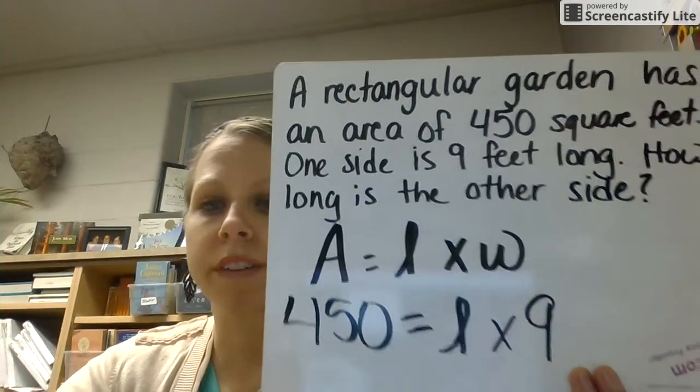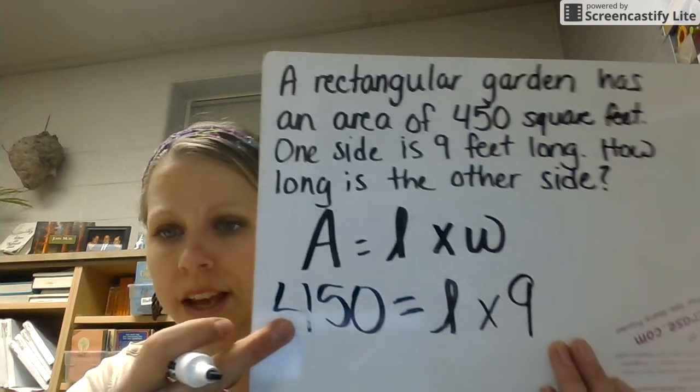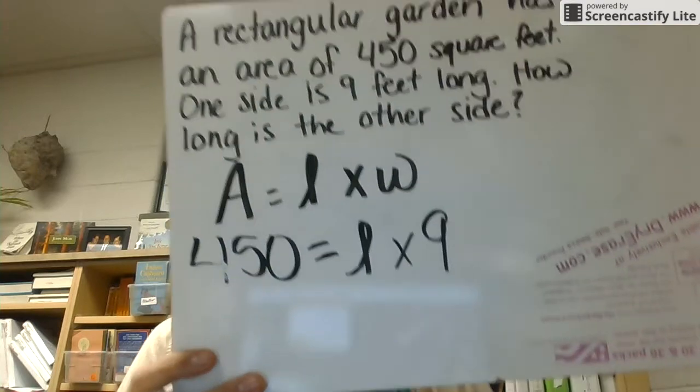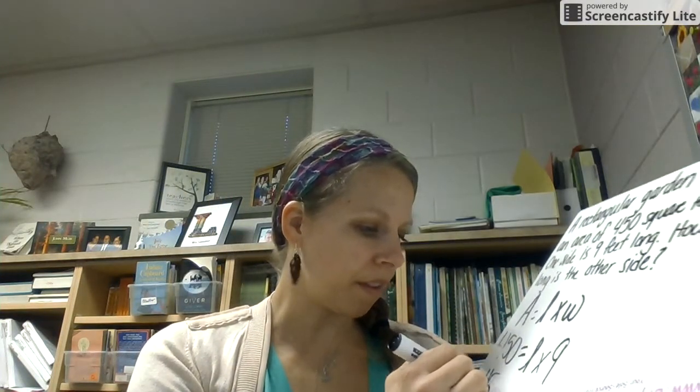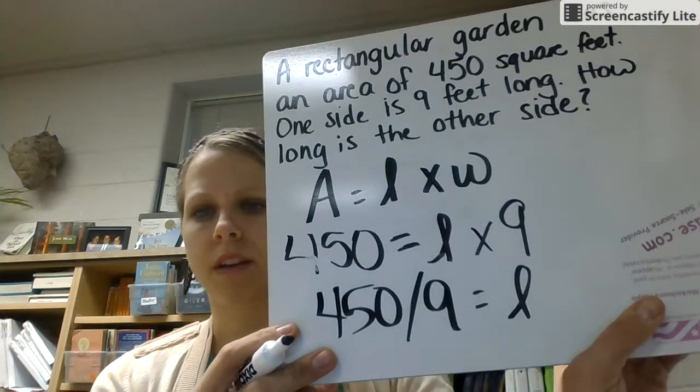And if you recall from yesterday's lesson, some of you actually wrote your number models just like this. So we're looking for how many times 9 goes into 450. So I could just write my number model, 450 divided by 9 equals L. And that's what I'm looking for. This is simply an extended fact from yesterday.